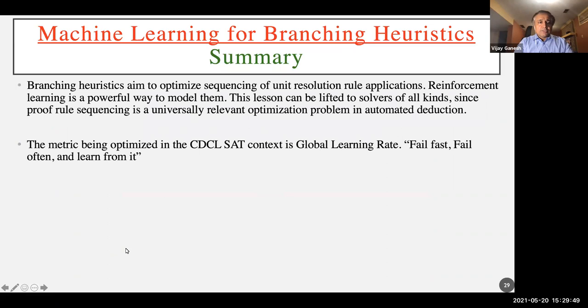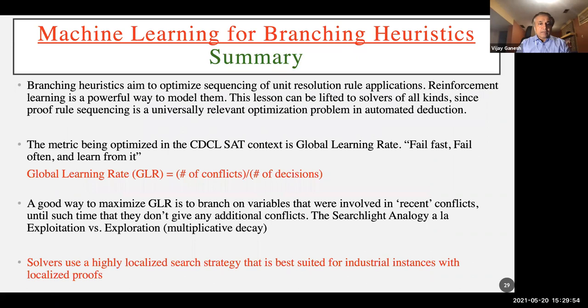So in summary, what we did was we used a machine learning method to solve an optimization problem. What was the optimization problem? How best to sequence variable selection, which corresponds to application of the unit resolution rule. And we did this by identifying an objective function called the global learning rate and then optimizing it.